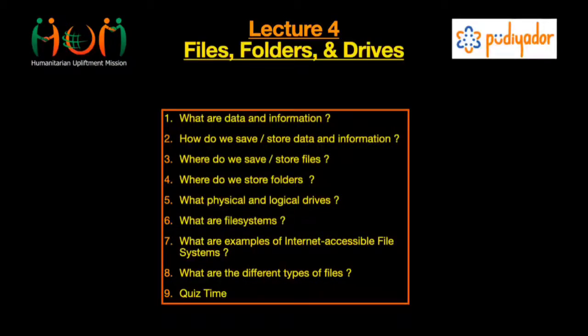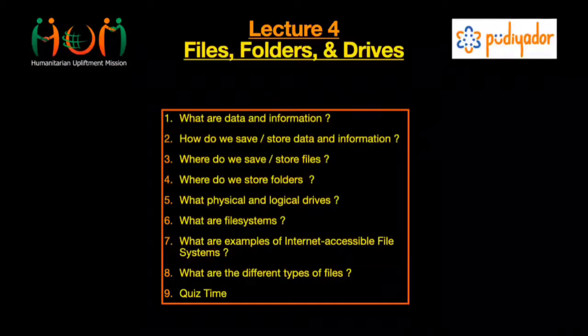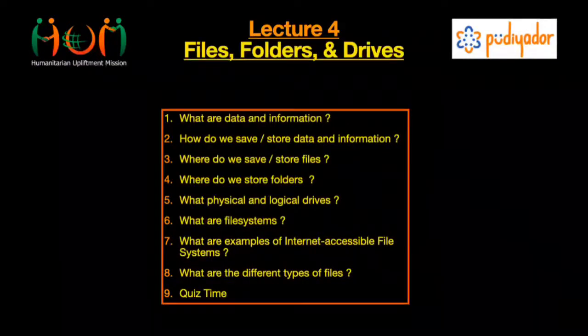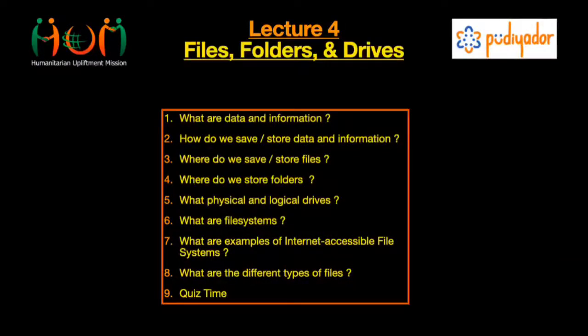So at the end of this lecture, you need to be able to understand a few key terms, words in computer terminology or computer vocabulary, right? We call them terms or keywords, however you want to say it. So there's the idea of data and information. You need to understand what is data, what is information, and what is the difference between the two. Then once we know that, we need to know how we save or store data and information. That's what this is about: files, folders, and drives.